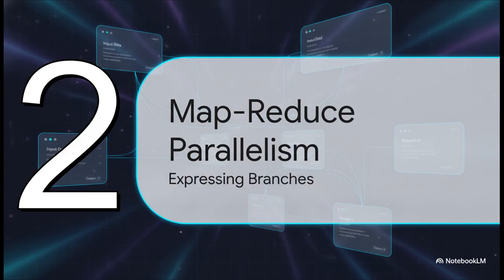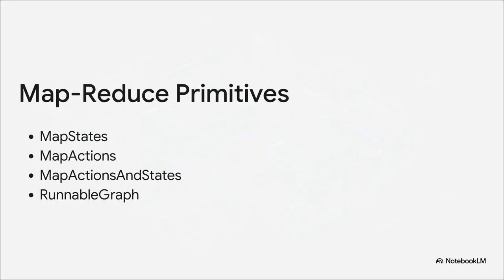Section 2. Map-reduce parallelism and expressing branching logic. Now, Burr actually gives you specific primitives, so you don't have to hack together your own branching logic when you want to run things in parallel. You can use map states to run the exact same action across a bunch of different state payloads. Or you can use map actions to run entirely different actions against one single state. If you need massive fan-out, well, map actions and states gives you the full Cartesian product. And for those really complex subtasks, Runnable Graph lets you execute entirely reusable subgraphs over those independent branches.